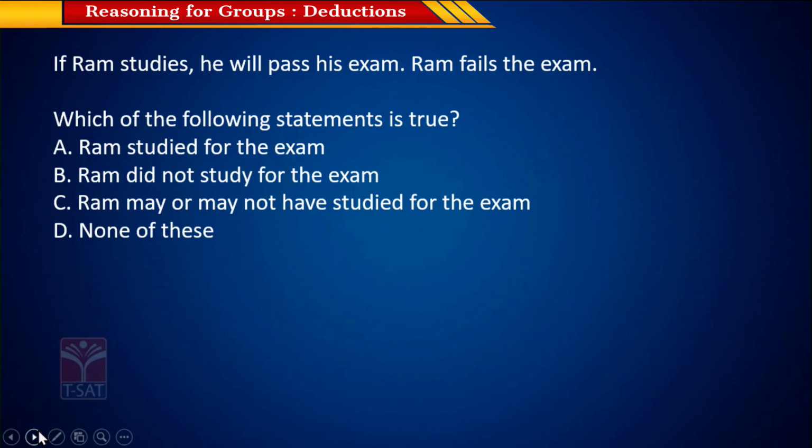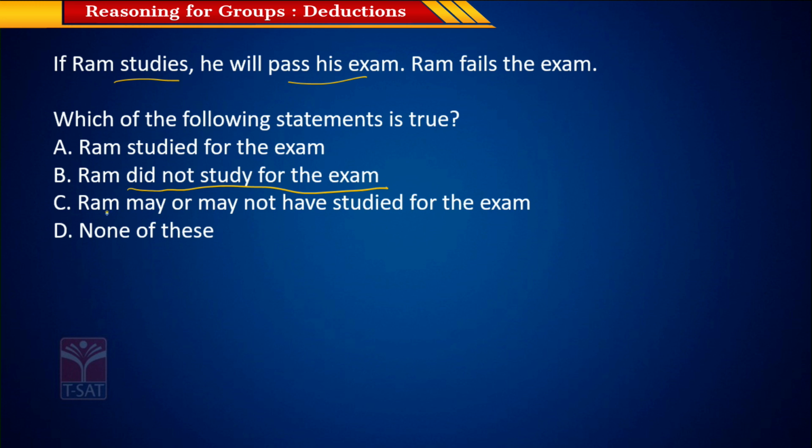If Ram studies, he will pass the exam, and it's given that Ram fails the exam. Which of the following statements is true? So it is given that Ram has failed the exam, right? And if Ram studied, then he will pass the exam. There is no question about it. He would not have failed the exam.